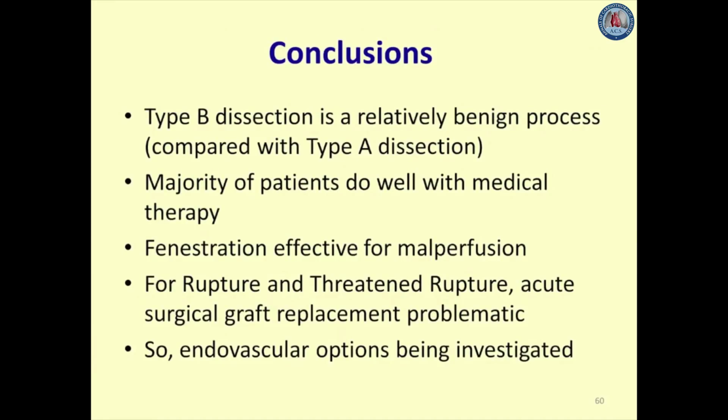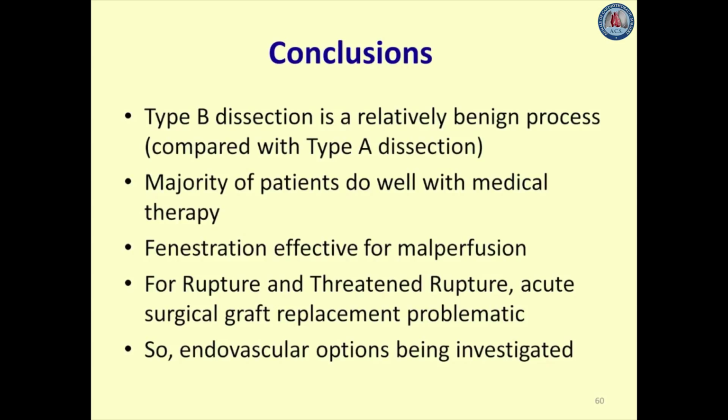To conclude, type B dissection is, by comparison to type A, a relatively benign process. When patients survive the acute episode, they usually are bulletproof for years and years. They will ultimately develop enlargement of the aorta, which is usually limited to the proximal third up by the subclavian. Fenestration is very effective for malperfusion. You can do it surgically as seen here, or it can be done by fenestration in the cath lab.